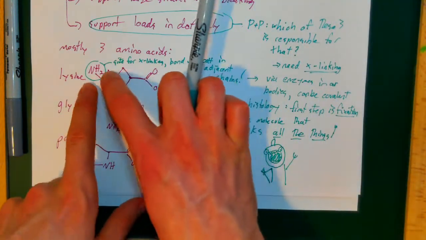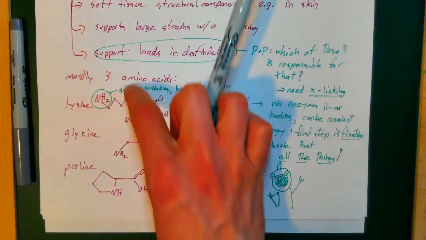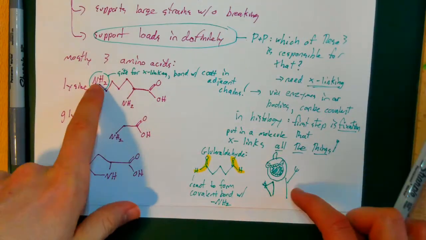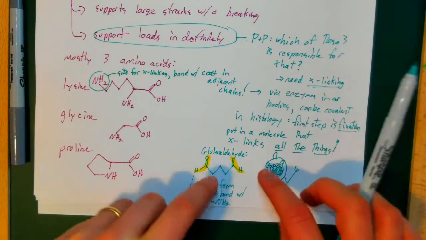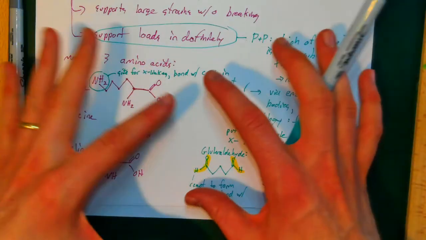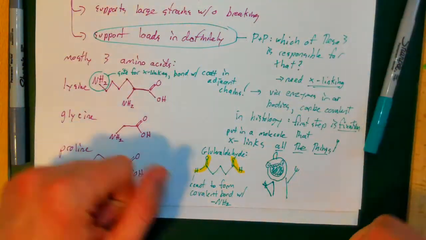I'll leave out the exact details of the chemistry, but basically what happens is if you have two of these, there in our elastin, there are so many exposed NH2 groups that this glutaraldehyde comes in and cross-links all of the elastin chains to all of the other elastin chains, locking everything in place.